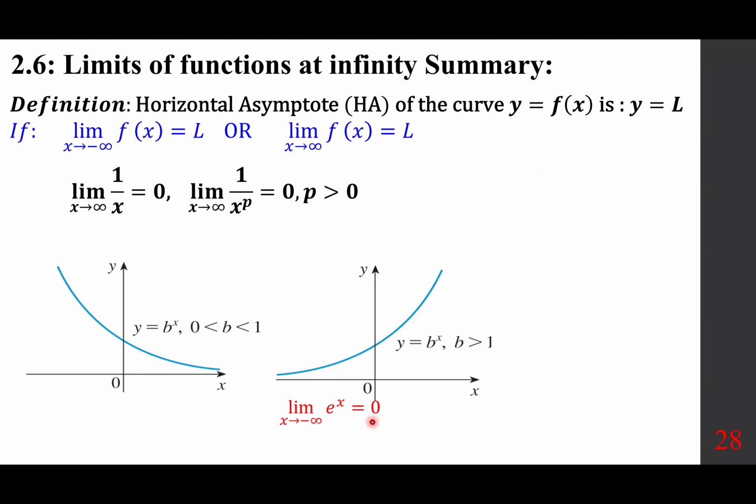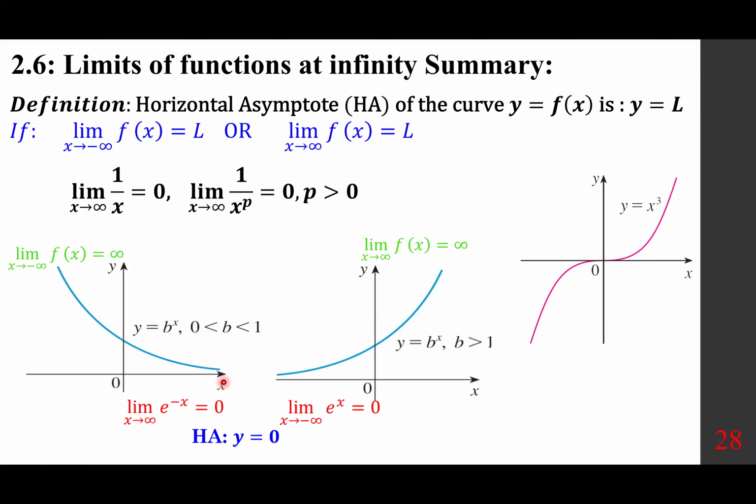And that indicates, of course, that the x-axis, y equals 0, is the horizontal asymptote. And the limit of f of x as x approaches infinity is infinity. This one, the limit of f of x as x approaches negative infinity is infinity. As an example, the limit of e to the power minus x as x approaches infinity is 0, which indicates the horizontal asymptote is y equals 0.